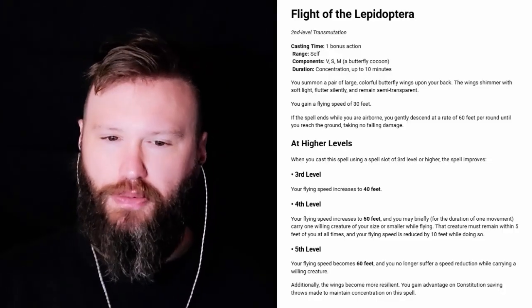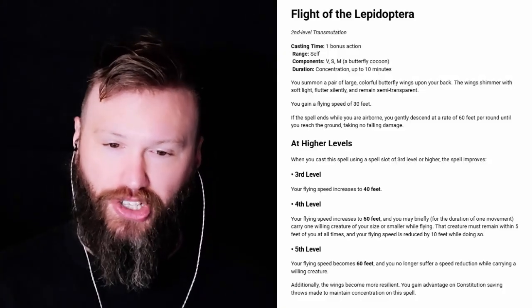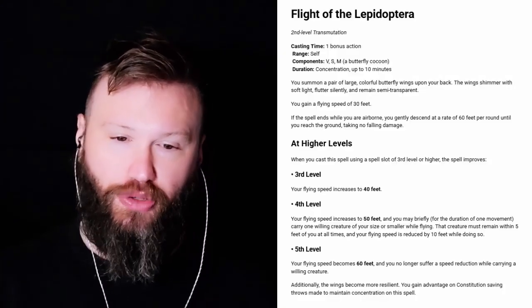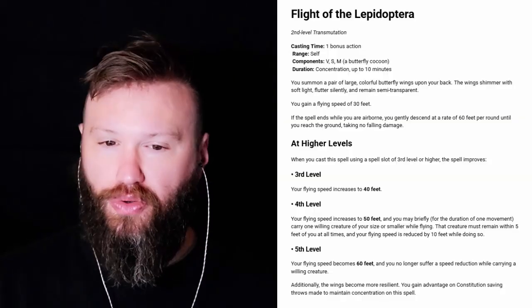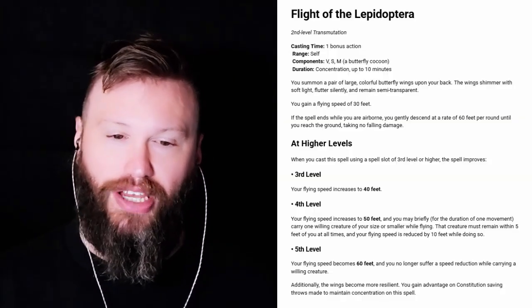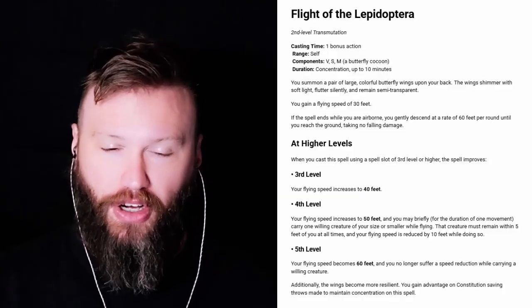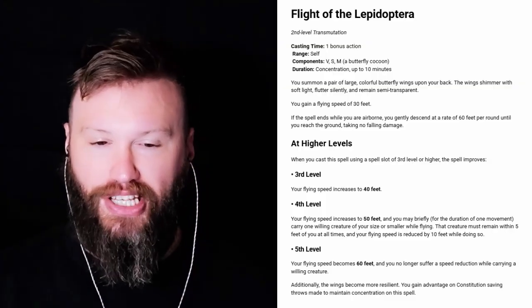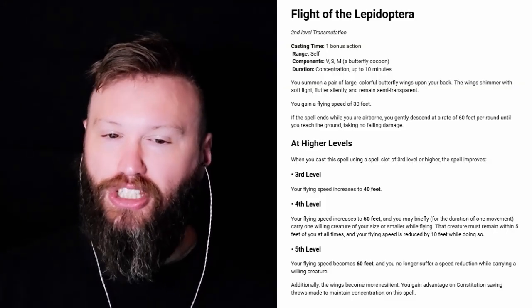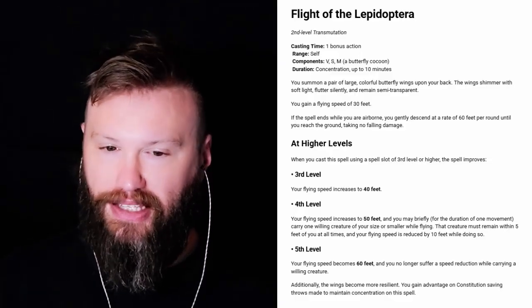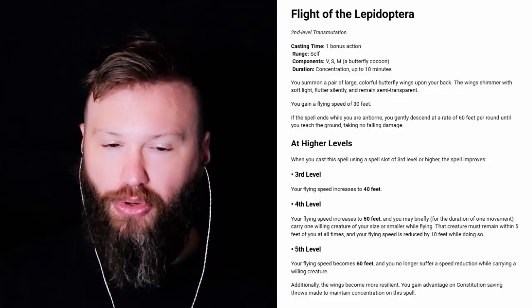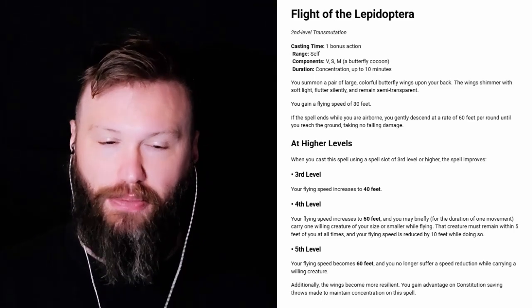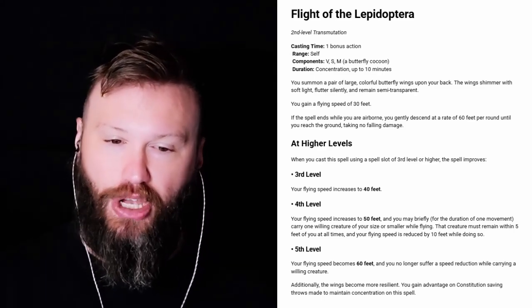It's a second level transmutation spell. Casting time, 1 bonus action. Range, self. Components, verbal, somatic, and material. You need a butterfly cocoon. And then duration, concentration, up to 10 minutes. You summon a pair of large, colorful butterfly wings upon your back. The wings shimmer with soft light, flutter silently, and remain semi-transparent. You gain a flying speed of 30 feet. If the spell ends while you are airborne, you gently descend at a rate of 60 feet per round until you reach the ground, taking no falling damage.